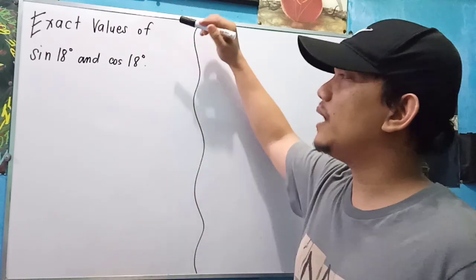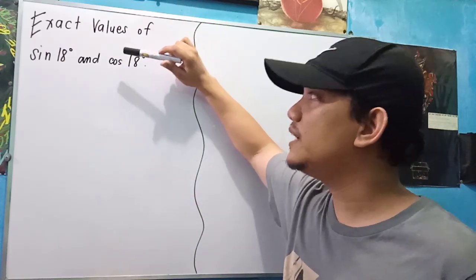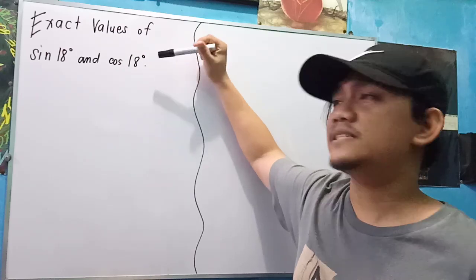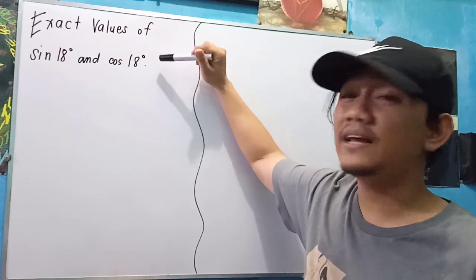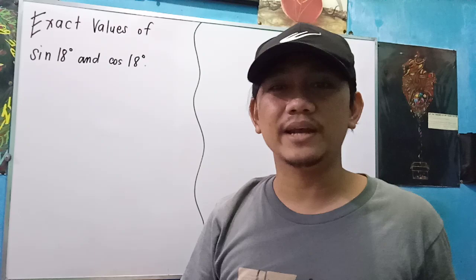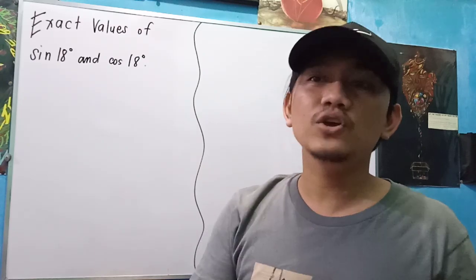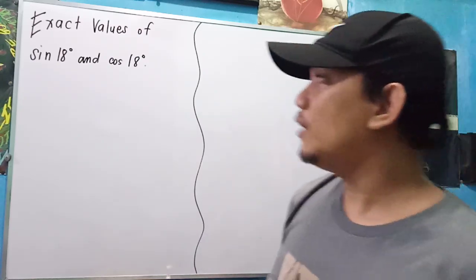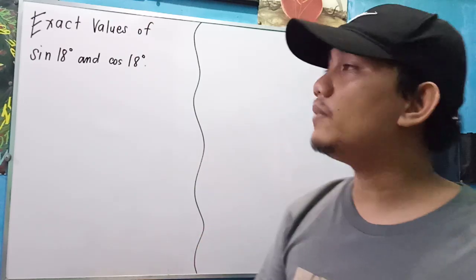So paano ba natin malalaman yung exact values ng sine 18 degrees and cosine 18 degrees. So for this case mga Lodi, kailangan gagamit tayo ng iba't ibang klase ng trigonometric identity. So dapat kabisado nyo yung mga basic. So ang gagawin ni Sir IJ ganito. So makinig maigi mga Lodi cakes.